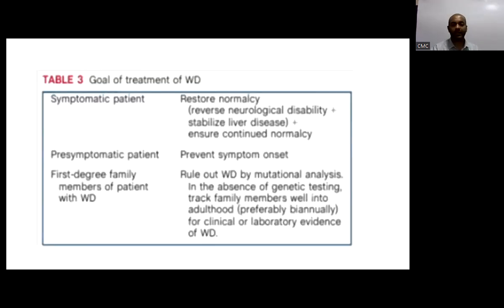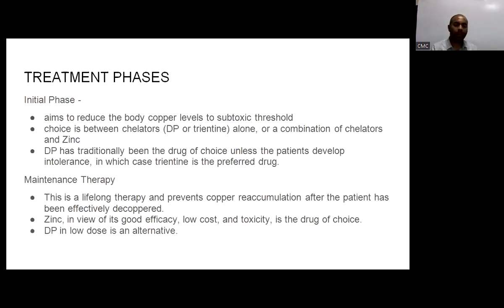So coming to the treatment of Wilson disease. The goal of treatment in a symptomatic patient is to restore normalcy, that is, stabilize liver disease, and ensure continued normalcy. The goal for a pre-symptomatic patient is to prevent symptom onset. There are two treatment phases, the initial phase and the maintenance phase. The initial phase aims to reduce the body copper levels to a subtoxic threshold.